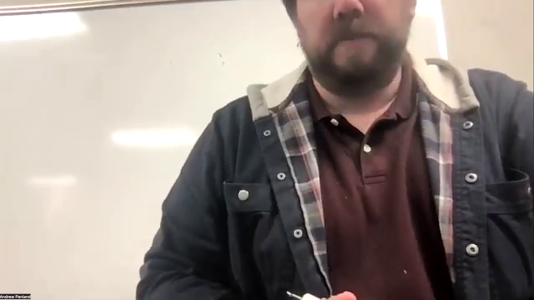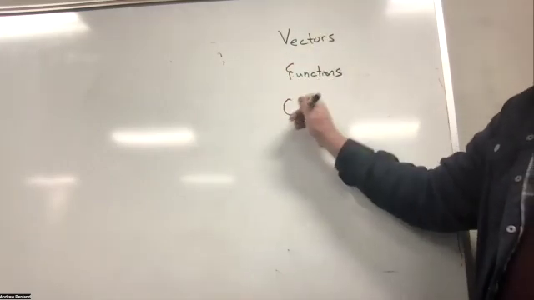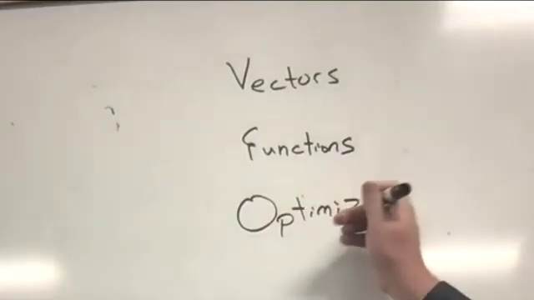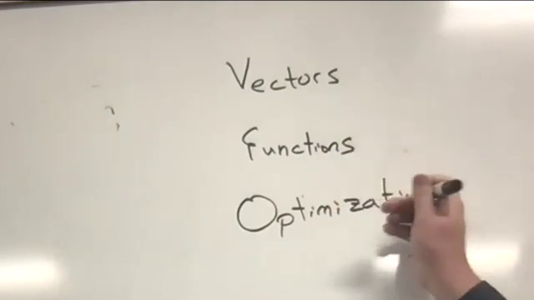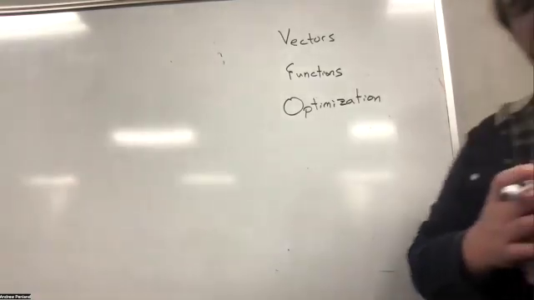So we're going to talk about the pieces that you need for the math of machine learning. We're going to look at vectors, we're going to look at functions, we'll look at optimization. And these are the three fundamental pieces that you really need to understand how a machine learning algorithm creates a function. So let's start with vectors.